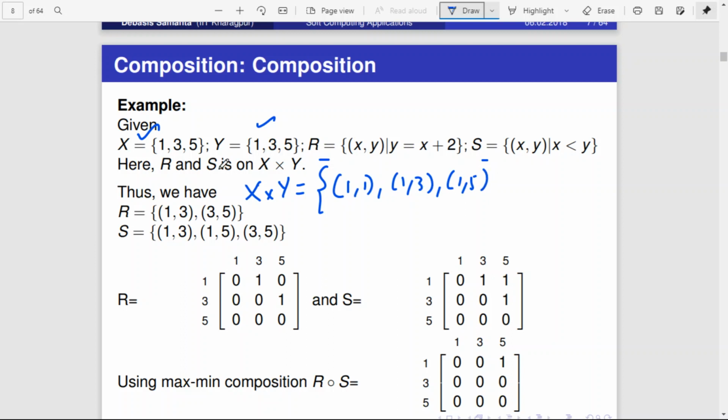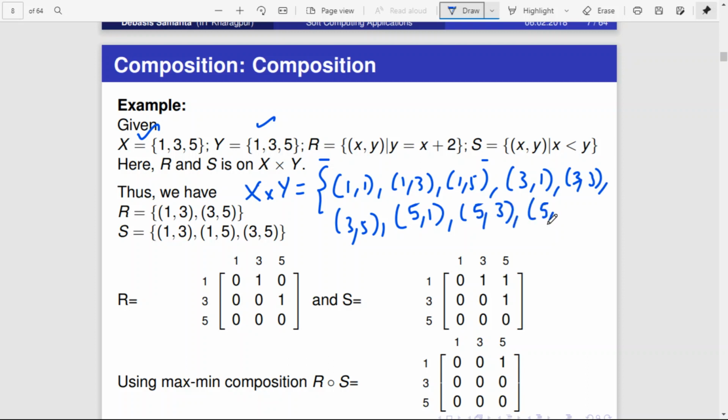First we are taking 1 from x, then it will be 3 comma 1, 3 comma 3, 3 comma 5. Then it will be 5 comma 1, 5 comma 3 and 5 comma 5. So this is the Cartesian product of these two sets, x cross y. We got this. Now from this Cartesian product we can derive R.